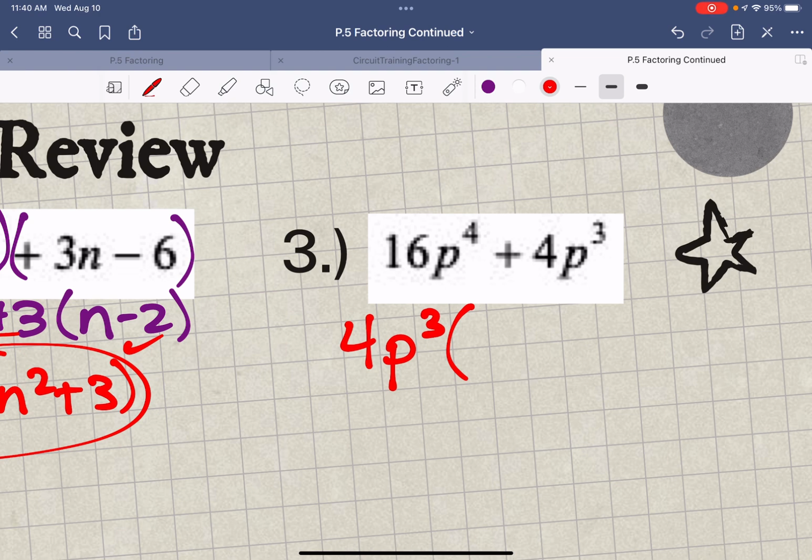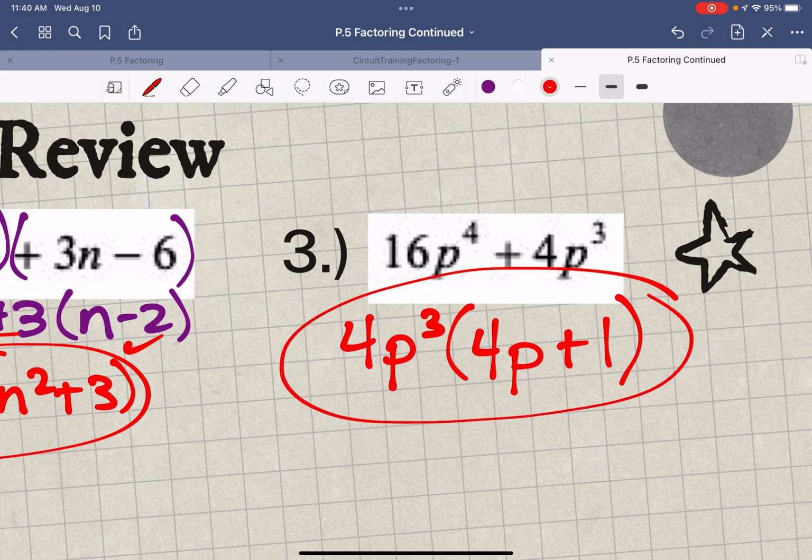So 16 divided by 4 is 4. I had 4 p's, I took 3, I still have 1. 4 divided by 4 is a positive 1. I had 3 p's, I took 3, so I have no more p's left. And that's as far as that one goes.